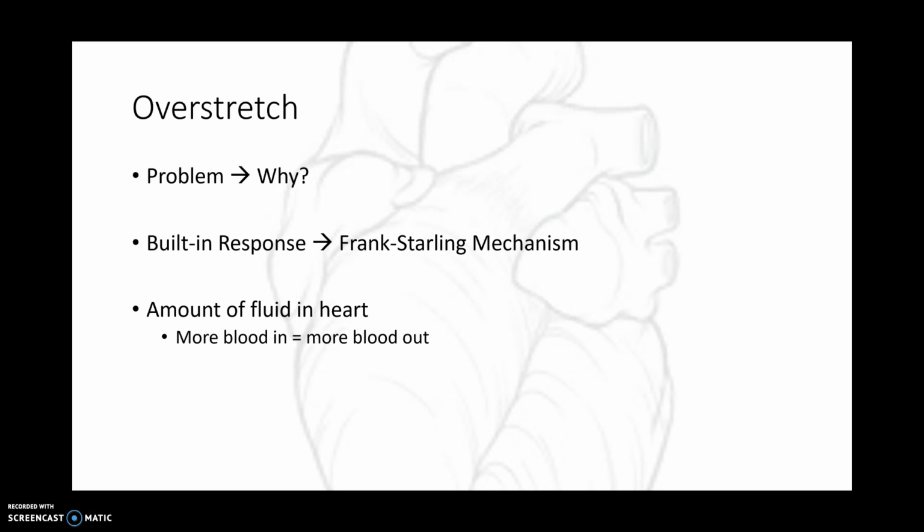So if we enhance venous return back to the heart and we have an increase in the amount of blood going into the heart, those muscle fibers in the heart are going to be put on a stretch. The more we put on a stretch, that means we're allowed more blood into the heart. And then that means the heart can generate more force, so more blood in, more blood out.